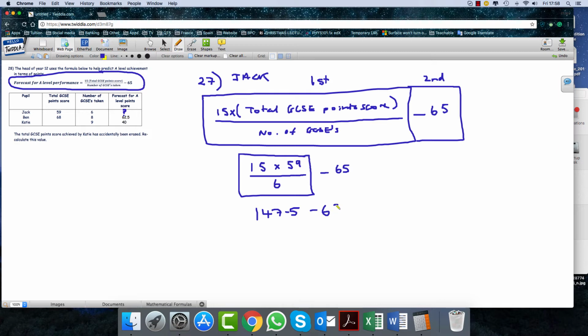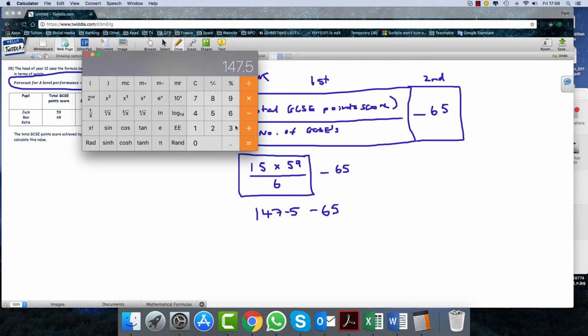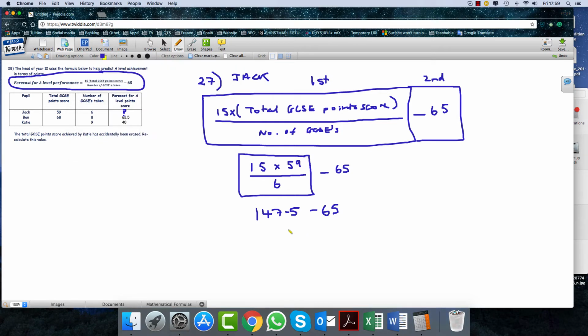Then we subtract the 65. Sorry to keep going on about it, but this is the main mistake with this question, to do the 65 subtraction in the wrong place. So back to our calculator, 147.5 subtract 65. We get a final answer of 82.5. So that would be the answer to question 27.